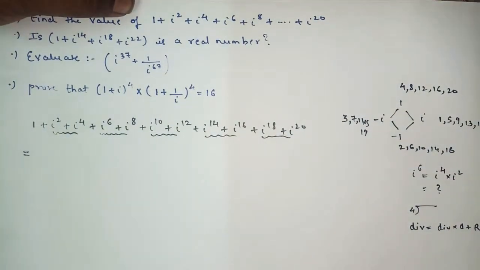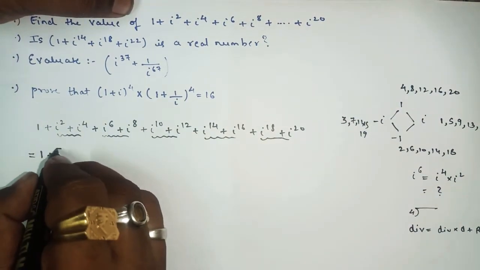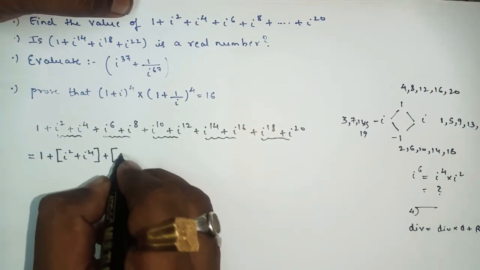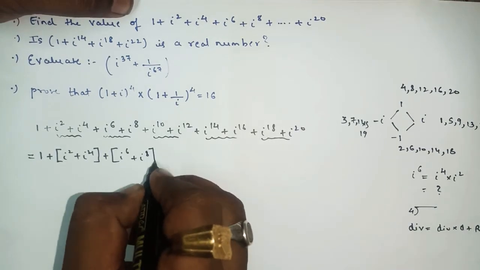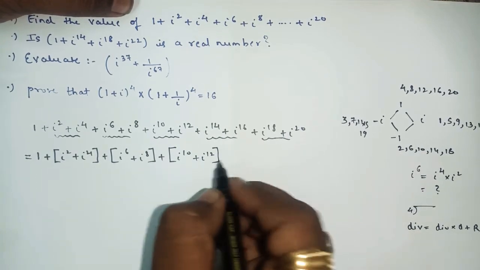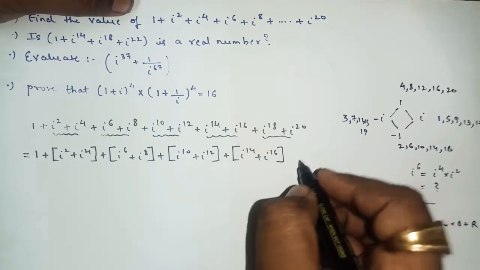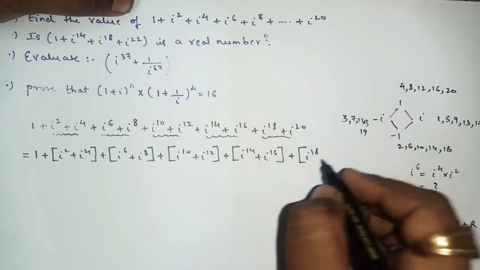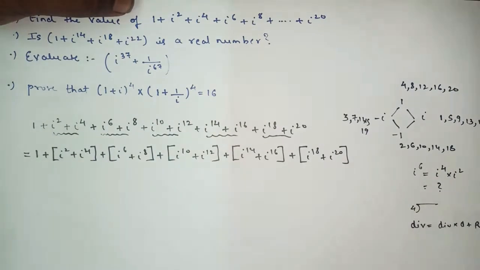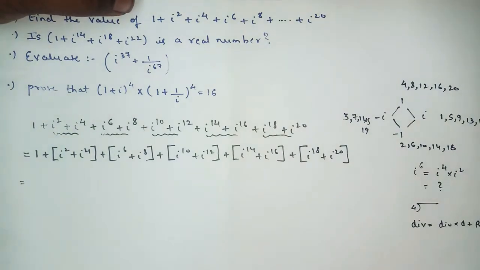Here we'll make pairs of 2. We'll write this part inside the bracket: i square plus i raised to 4, i raised to 6 plus i raised to 8, i raised to 10 plus i raised to 12, i raised to 14 plus i raised to 16, i raised to 18 plus i raised to 20. This step is actually not compulsory. You can directly substitute the values and find your answer. I just did this step to explain the sum more clearly.